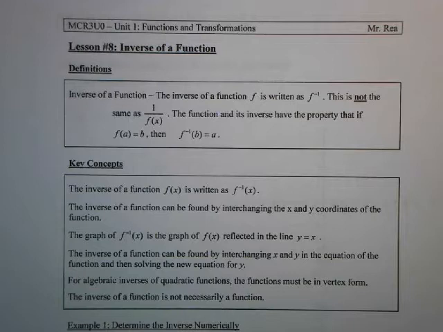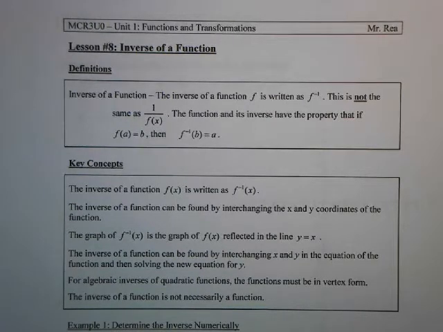Squaring and square root, those are also inverse operations. Even in trigonometry, grade 10, you saw the sine function and the sine inverse function. They also undo each other. So we're going to look at that inverse function more generally in terms of equations and graphs.